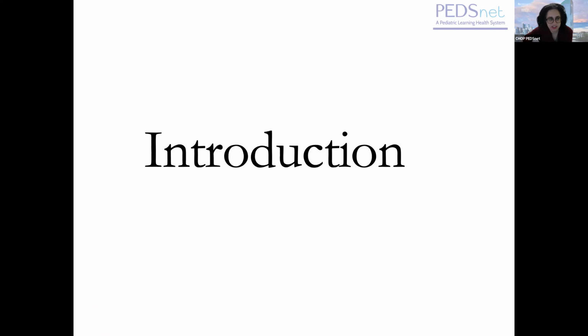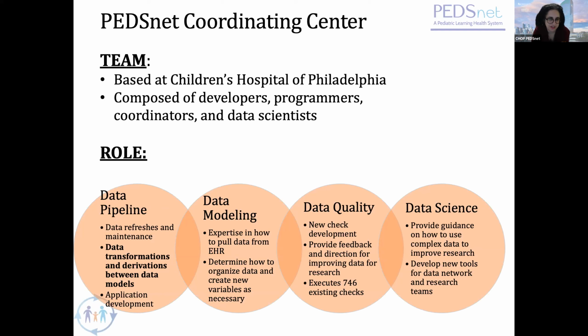So let's start with an introduction. In the PEDSnet Coordinating Center, there are several things that we do, including data pipeline, data modeling, data quality, and data science. The data model and how we use it plays a role in all of this: in the data pipeline, in terms of the data transformations and derivations; in data modeling, how we represent data in our database; in data quality, understanding how the data behave and whether there's face validity, and being able to understand fit for use for research; and then in doing our data science work and query fulfillment.